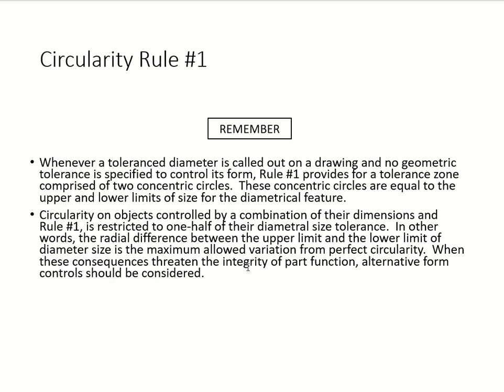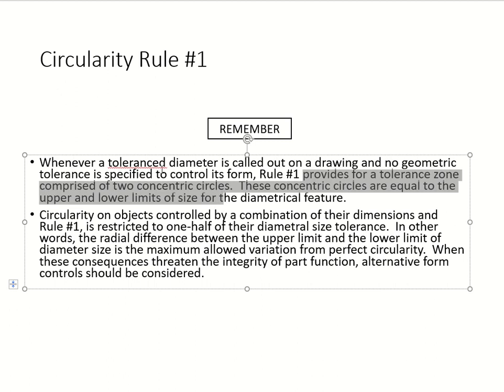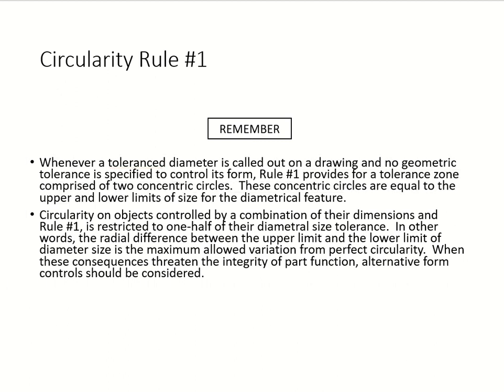What we have to pay attention to in circularity. Whenever a tolerance diameter is called out on a drawing and no geometric tolerance is specified, we're going to apply Rule 1 and use two concentric circles. The concentric circles are equal to the upper and lower limits of size for that diametrical feature. We have already seen that in our diagram.